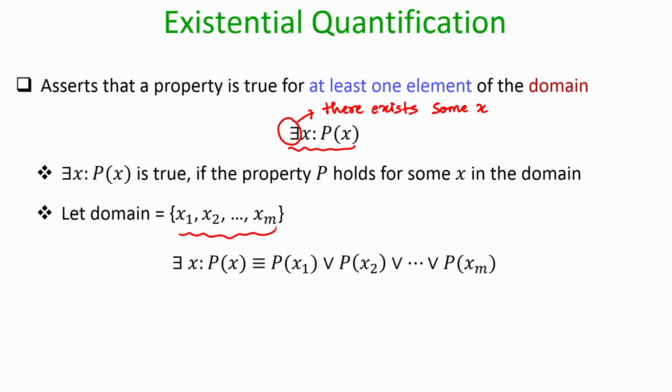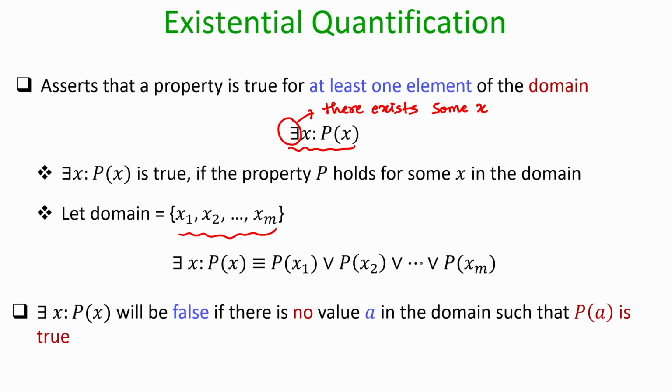Again, for simplicity, assume your domain consists of some m number of elements, then I can say that there exists x P of x is logically equivalent to the disjunction of these m propositions, where the first proposition is property P is true for x1, the second proposition is property P is true for x2 and so on. When can the RHS be false? When this disjunction is false. And when can this disjunction in your RHS be false? When the property does not hold for any of the x values. That means P of x1 is false, P of x2 is false, and like that P of xm is false. That means for none of the x values in your domain, the property P is true. In that case, the statement there exists x P of x will be false. But even if at least one of the x values satisfies the property P, then the statement there exists x P of x becomes true.